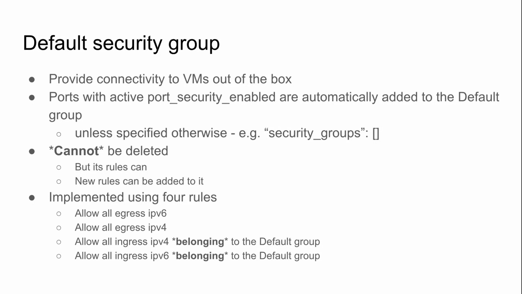Finally, we'll be discussing how the default group is implemented. It is implemented using 4 different rules. One rule that allows all outgoing IPv4 traffic, one rule that allows all outgoing IPv6 traffic, one rule that allows all incoming IPv4 traffic originating in virtual machines that belong to the default group, and finally, one rule that allows all incoming IPv6 traffic originating in virtual machines that belong to the default group.